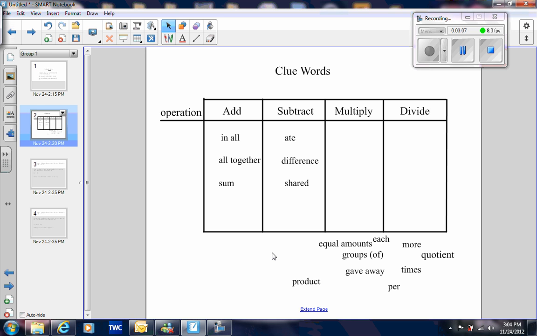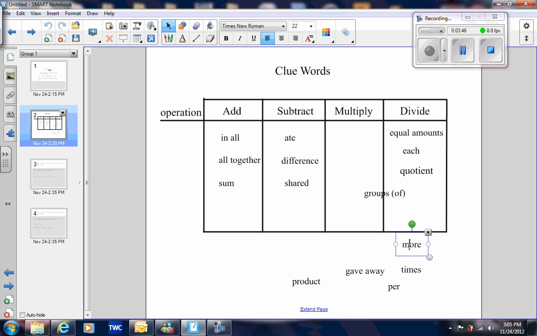Equal amounts is going to be usually dividing. You take something and divide it into equal amounts. So you take your total and divide into a certain number of groups. Speaking of groups, that'll be something that you use a little bit on multiplying and sometimes on dividing. Each, many times, is an opportunity to take the things that you have and divide them each into groups. Quotient would be the answer when you divide.